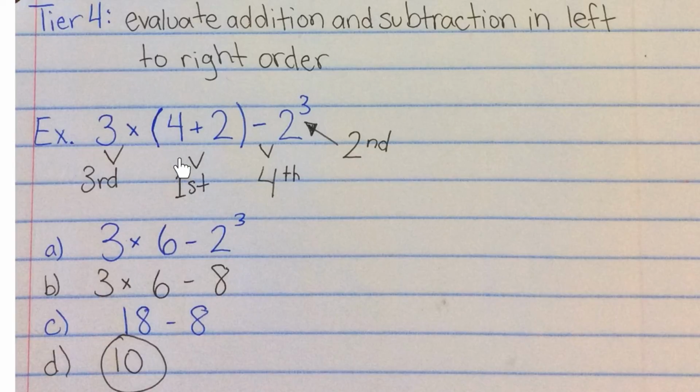We have 4 + 2 equals 6, and we rewrite it all, 3 × 6 − 2³. Then we complete our 2 to the third, and 2 to the third power is actually 8. So we have 3 × 6 − 8. Then we do this multiplication problem. 3 × 6 is 18. Then we have 18 − 8 is 10. Okay, so that's the order in which you'll do it. Parentheses first, exponent second, multiplication slash division third, then addition slash subtraction fourth.